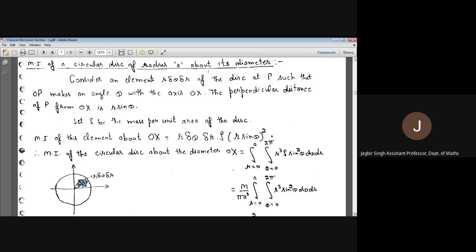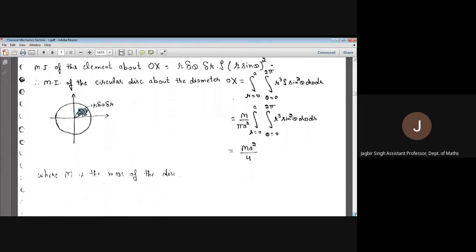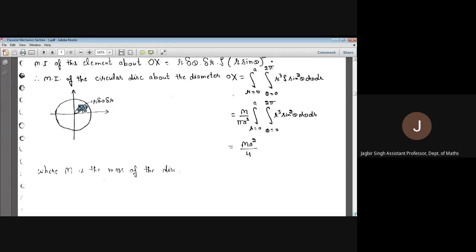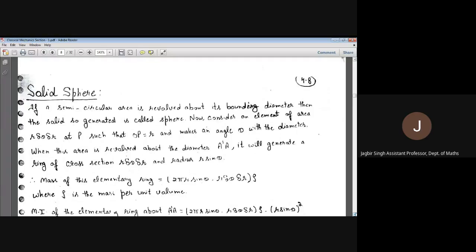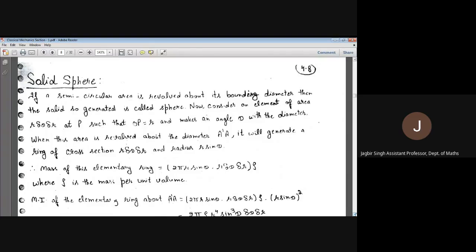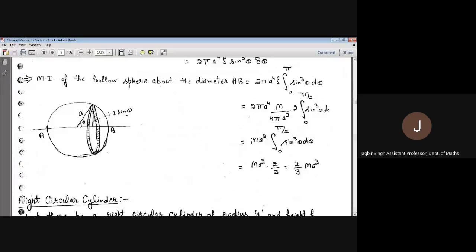And now the moment of inertia of this particle about OX will be mass of this into r sine theta square. For the whole disk, we can find it by integration from 0 to a and 0 to 2 pi. Solving this, we will have the moment of inertia of the disk. After that, we have a sphere. To find the moment of inertia of the sphere, we cut the sphere into slices, and now we have circular disks. Then, using that result, the moment of inertia of each disk is obtained, and then integration is applied.